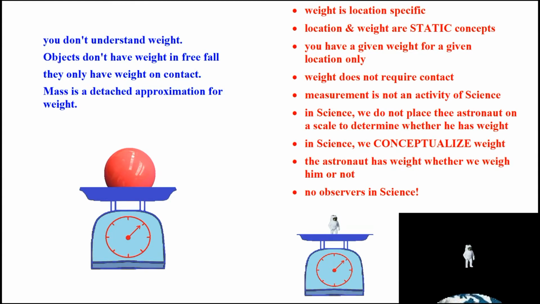Measurement is not an activity of science. In science, we don't measure anything, therefore there has to be no contact. We don't use our hands or elbows or head or our body to contact something. No, we use our brain. We use our mind. In science, we do not place the astronaut on a scale to determine whether he has weight. In science, we conceptualize weight. The astronaut has weight whether we weigh him or not.